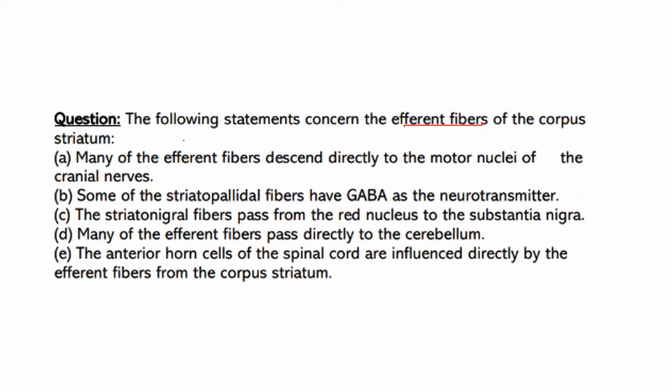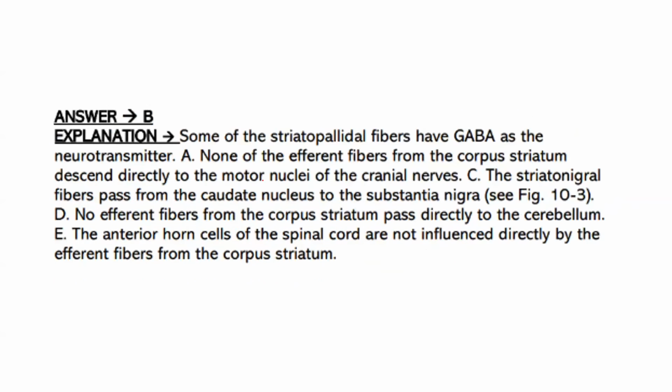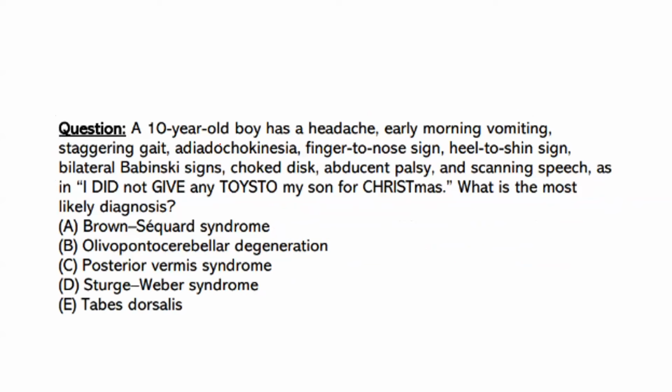The efferent fibers of the corpus striatum. A, many of the efferent fibers descend directly to the motor nuclei of the cranial nerves. This is wrong because none of the efferent fibers from the corpus striatum do that. B, some of the striatopallidal fibers have GABA as the neurotransmitter. This is true, so this here is going to be the correct answer. All right.